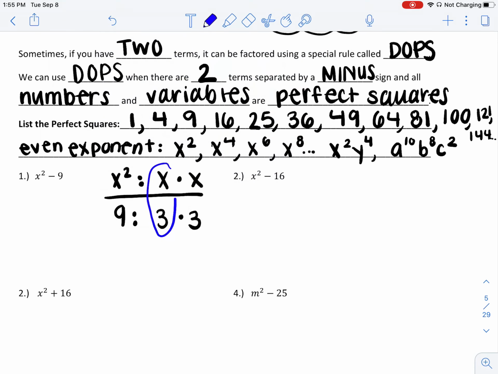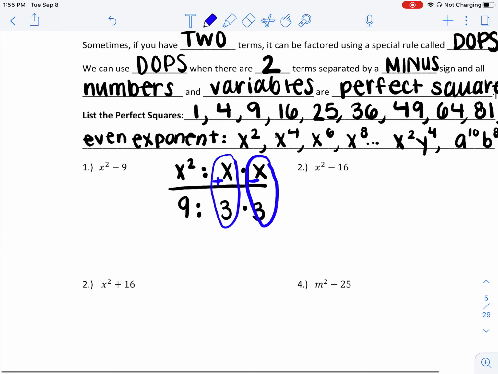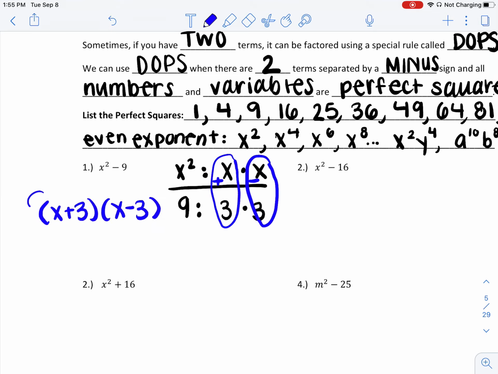Once you've broken it down, we're actually going to group these up. So we put one of the x's and the 3's together and the other x and the other 3 together. And on that line goes one plus sign and one minus sign. So we end up with the answer x plus 3 times x minus 3. That is how you factor when you have DOPS.